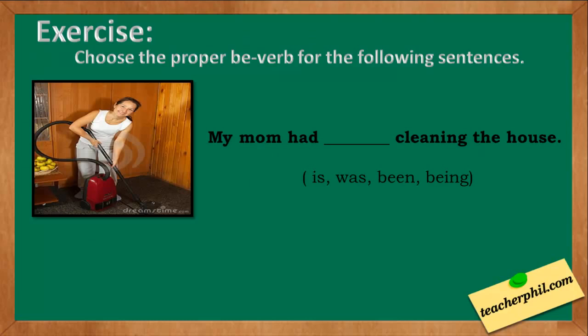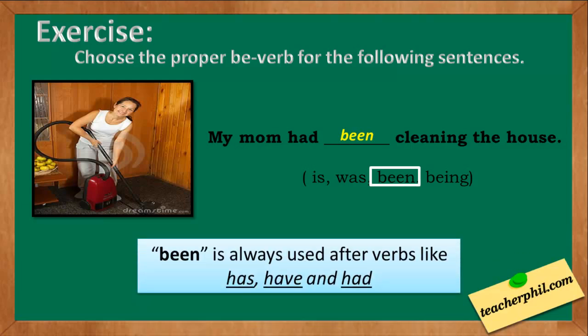Let's go now to our exercise. Choose the proper be verb for the following sentences. My mom had blank cleaning the house. Is it is, was, been, or being? The correct answer is been. My mom had been cleaning the house. Why? Because been is always used after verbs like has, have, and had.